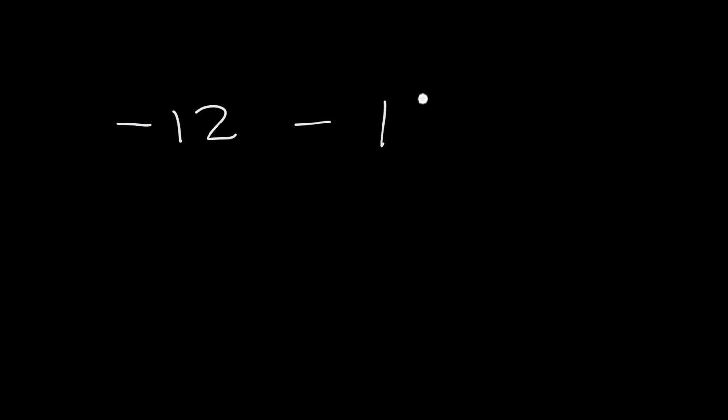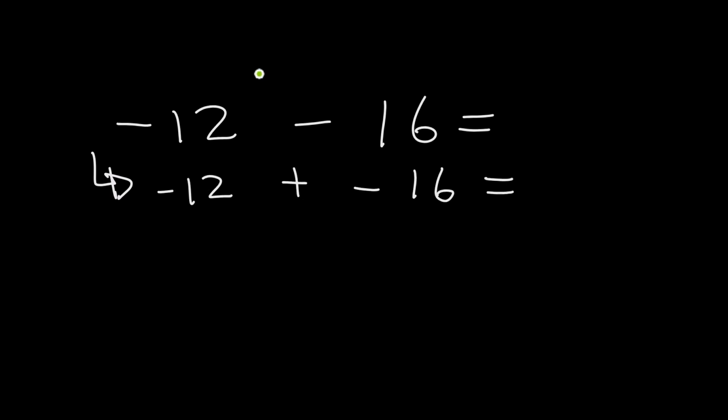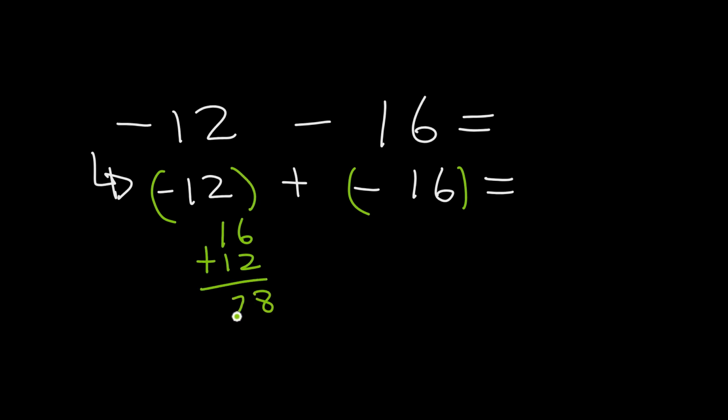Moving on. Subtract these two integers, negative 12 and negative 16. Alright. We could just go ahead and add these two negative numbers, but it's best to set up this example like this to avoid any mistakes. Let's add 16 and 12. What will our final answer be? Positive or negative? 6 plus 2, 8, 1 plus 1, 2. So, the rule is, when adding two negative integers, the final answer will be negative.